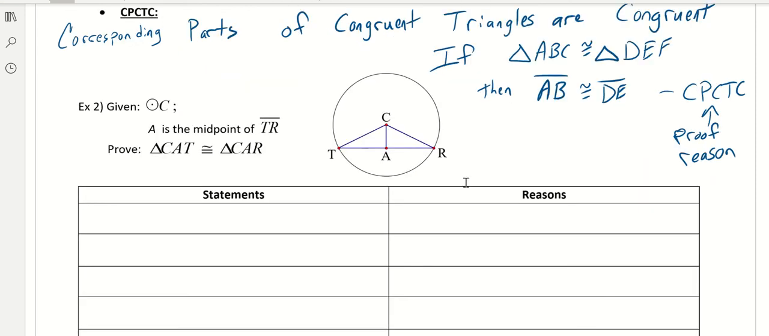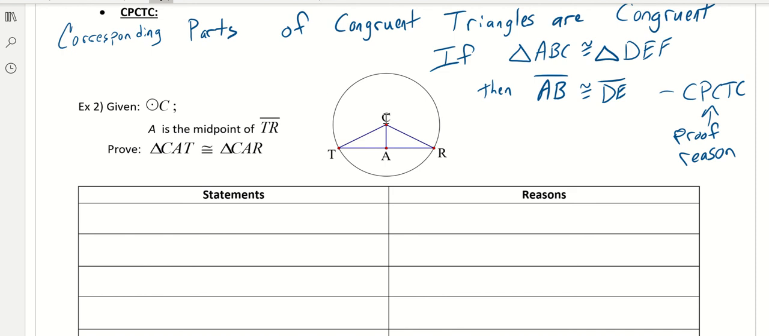Example 2. Given circle C, A is the midpoint of TR, and we're trying to prove that triangle CAT, which is this triangle on the left here, is congruent to triangle CAR, which is that triangle on the right. See if you can do this one on your own. You might be able to. Challenge yourself, push yourself. We got a little bit of time here, so try this one on your own, and then come back to the video and see how you did. Pause the video now.